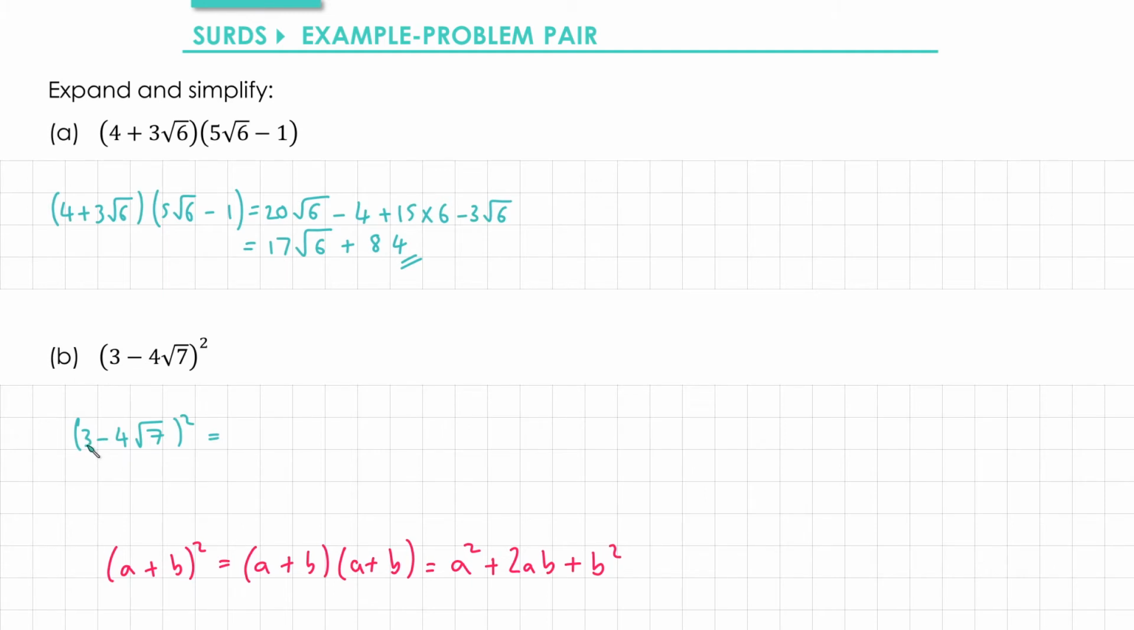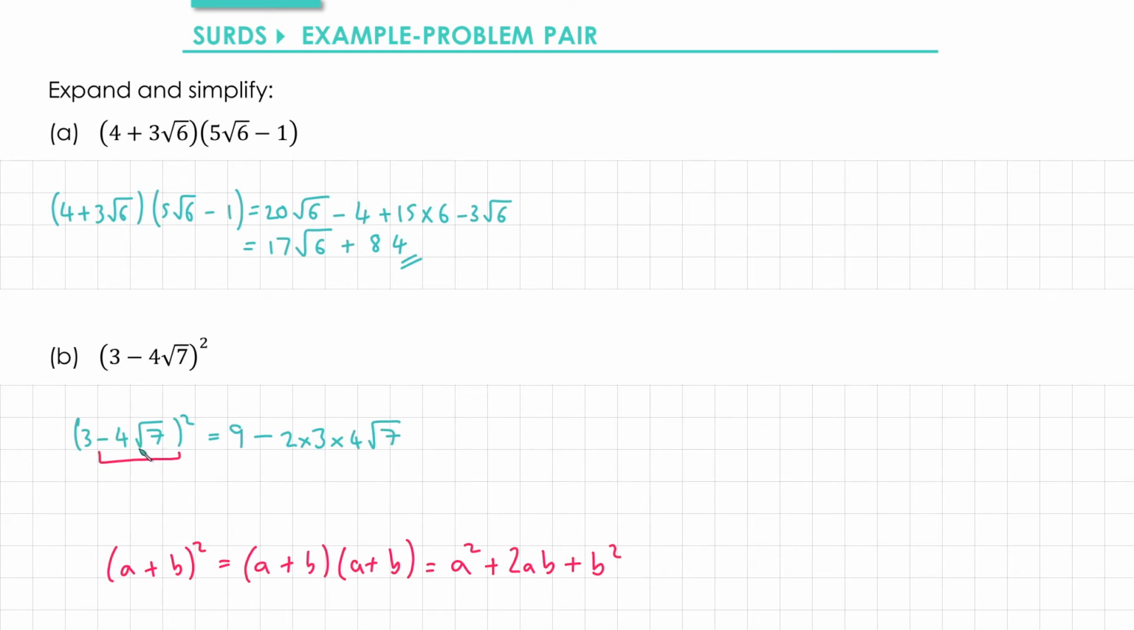The first term squared is 3 squared, which is 9. Then we're going to have 2 times 3 times minus 4 root 7. As we're only multiplying by a single negative, the answer will be negative. So we're going to have 2 times 3 times 4 root 7. And then finally, we have minus 4 root 7 squared. The key thing to remember here is that this minus sign is part of the second term. So I'm squaring minus 4 root 7, not just 4 root 7.